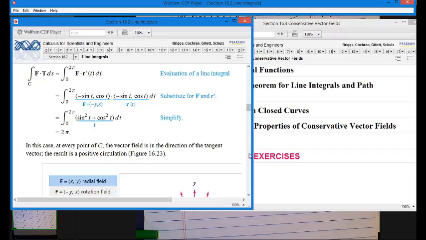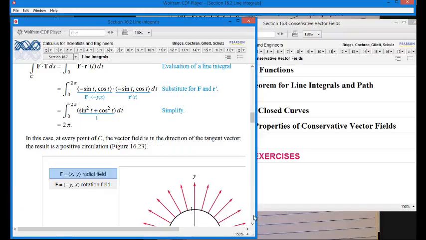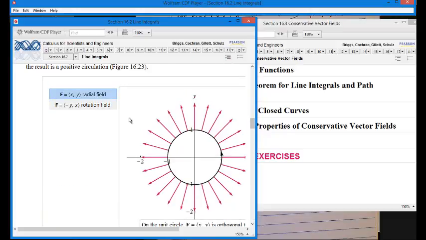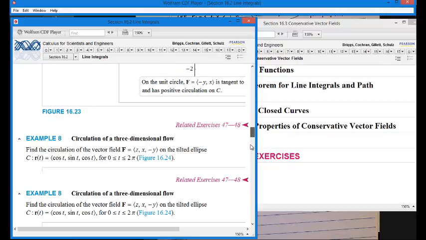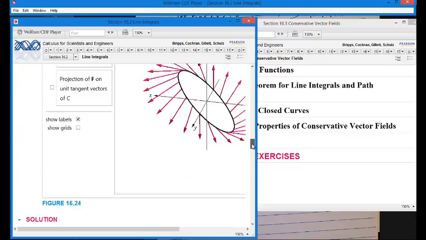So again, these are the radial field, and the other one, they call it a rotation field. I like that name, okay? And again, it sure is nice to have the book, which can do much better sketches than we can, right? Yeah, there's your rotation field. Okay, this is kind of nice. But even the other example, that's example 9. Right, not 8, let's look at 9.